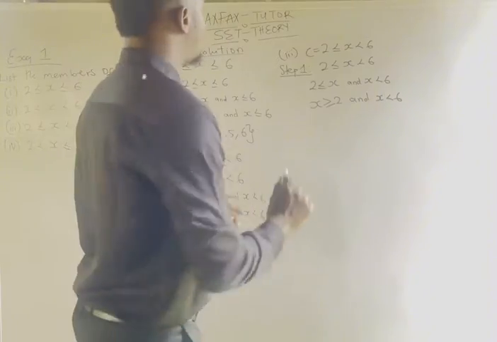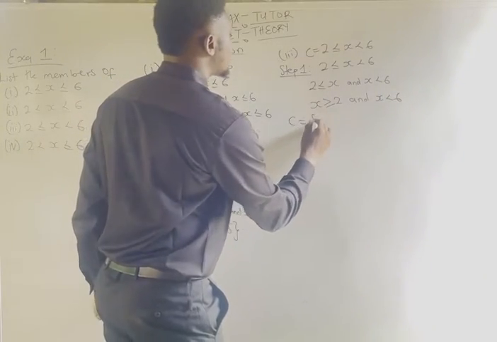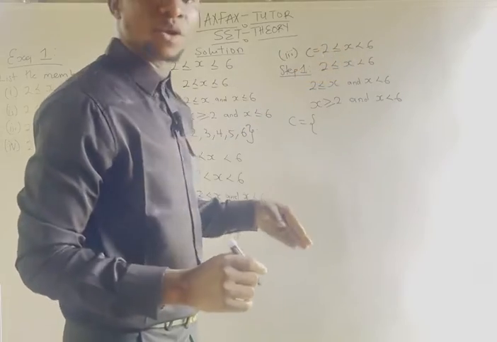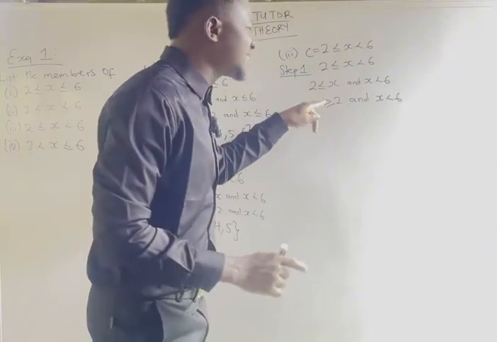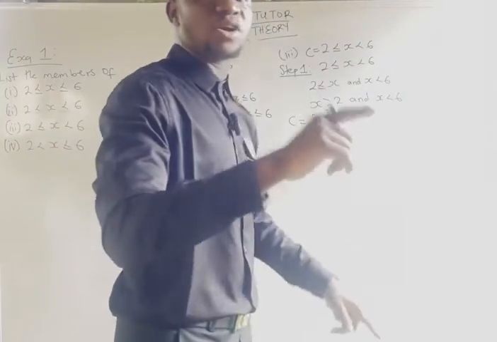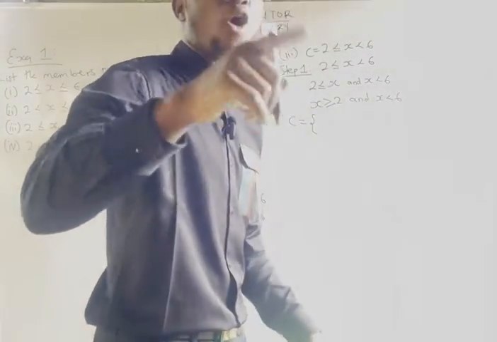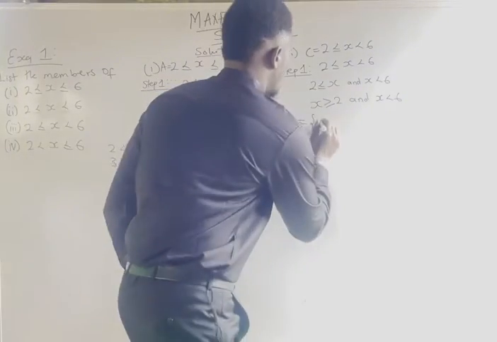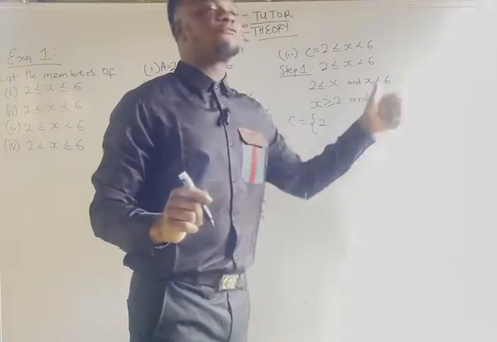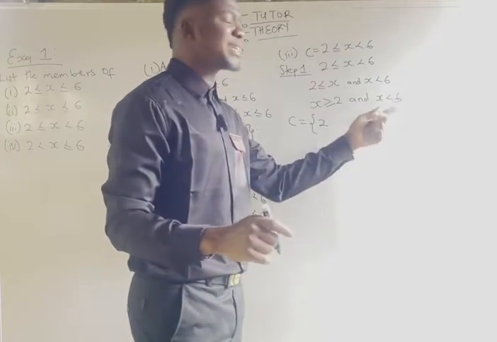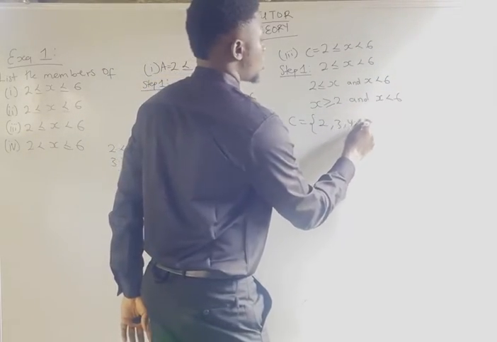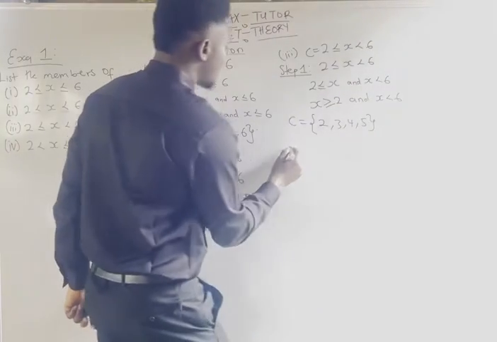Do you get that? So for the last answer, we are going to start the listing of the set C from a number that is greater than or equal to 2. Please, which number is greater than or equal to 2? That's 2. Then we are going to stop at a number that is less than 6. Which number is less than 6? That is 5. So this will be 2, 3, 4, 5.